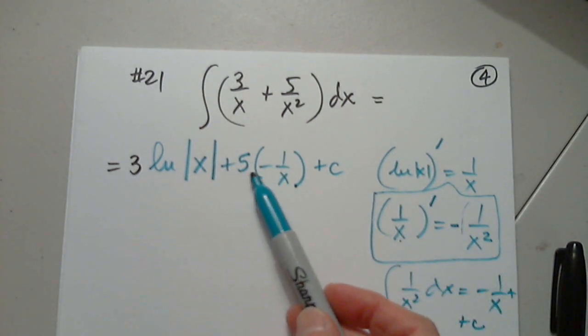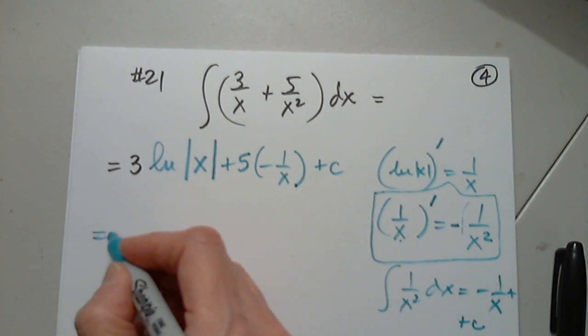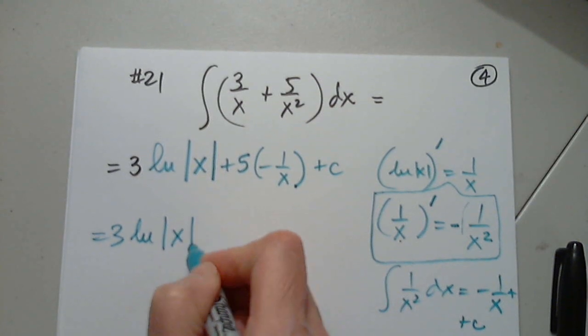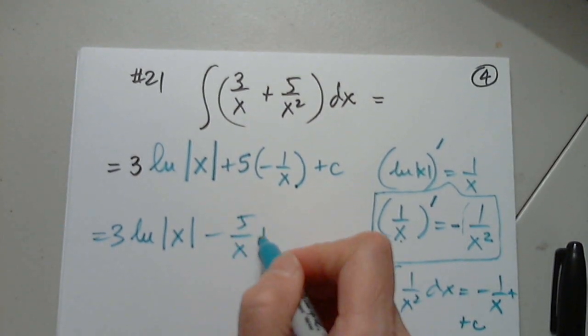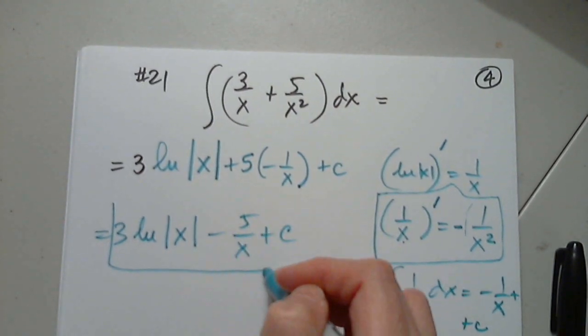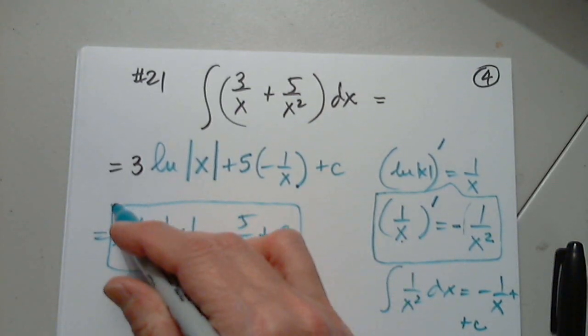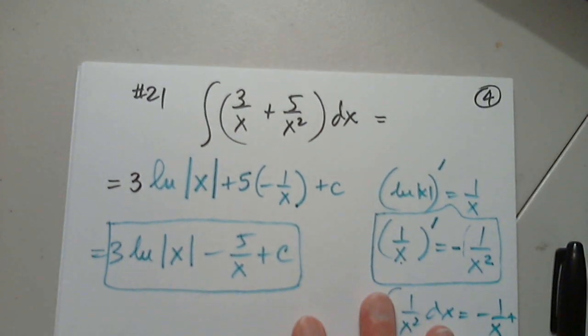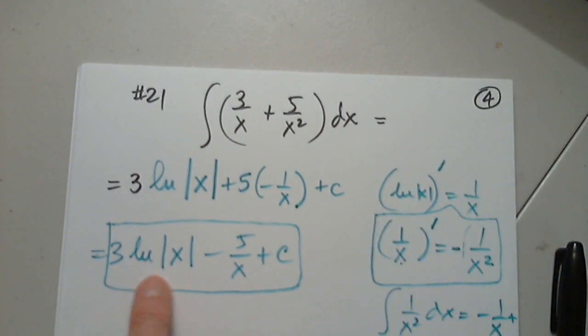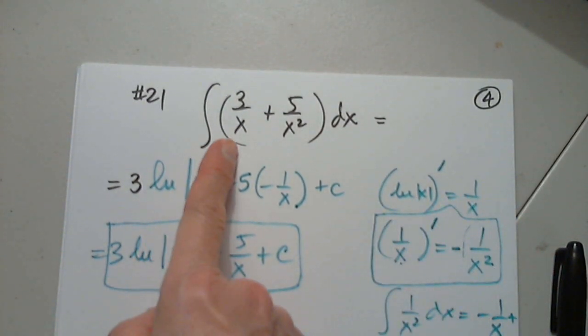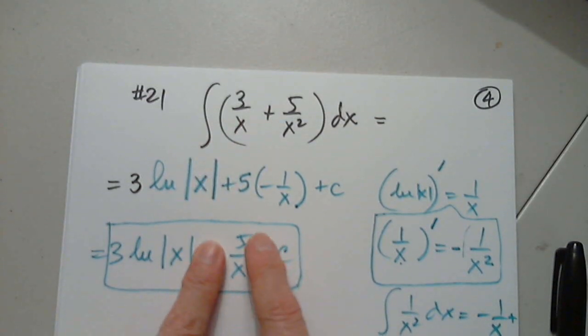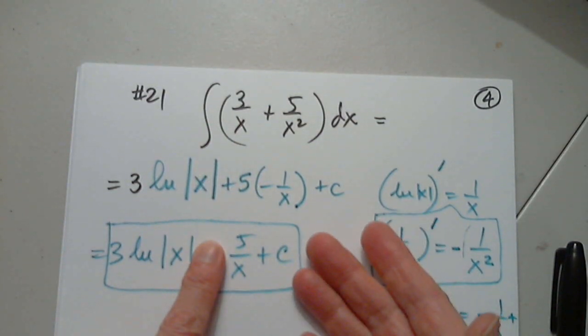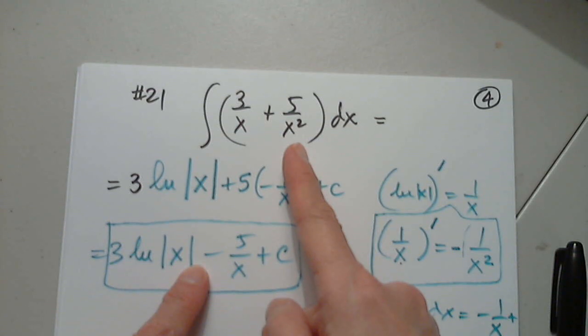All I need to do is just remove parentheses here. So I have 3 natural log of the absolute value of x minus 5 over x plus a constant c. Let's do this problem one more time. You can say, show me that this works. Perfect. 3 natural log prime is 1 over x. I differentiate negative 5 over x and I get 5 over x squared.